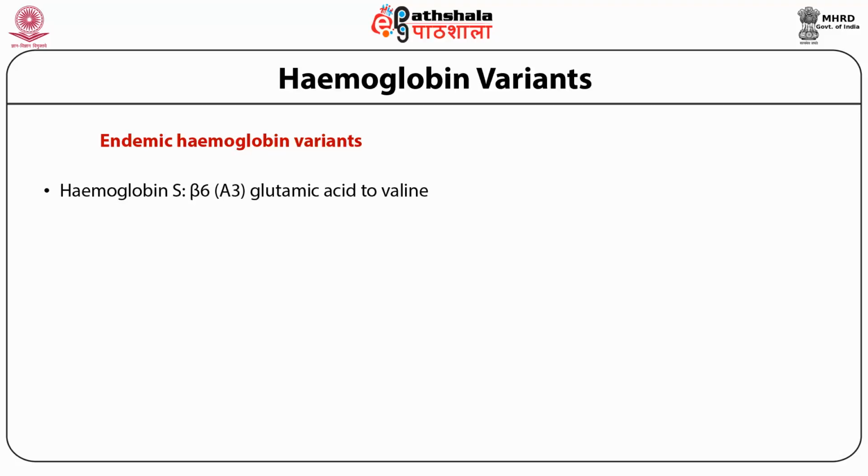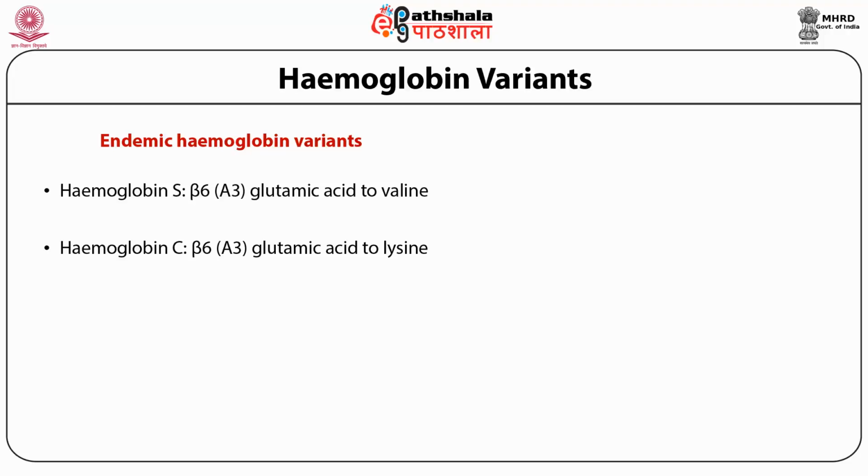The second hemoglobin variant is hemoglobin C, where beta 6 A3 glutamic acid is converted to lysine. This hemoglobin variant is also common among the black people in West Central Africa. This variant resulting from homozygosity will lead to decreased solubility, target-shaped red cells and hemolytic anemia, as it is also in HbS, or hemoglobin S.